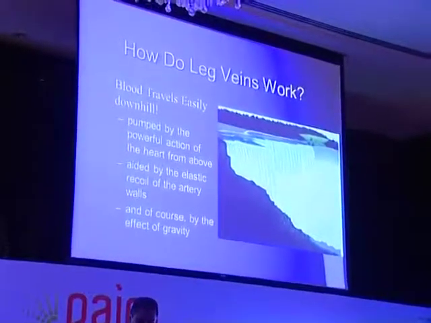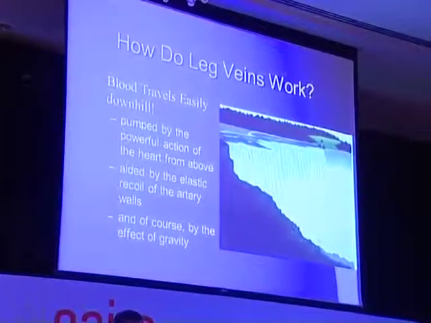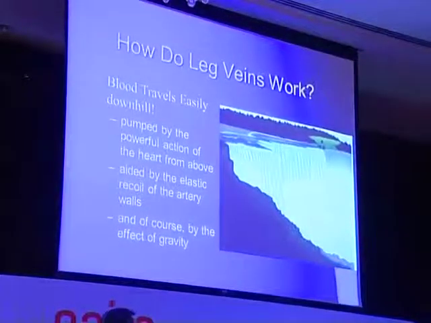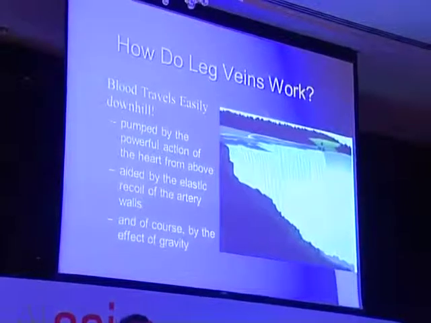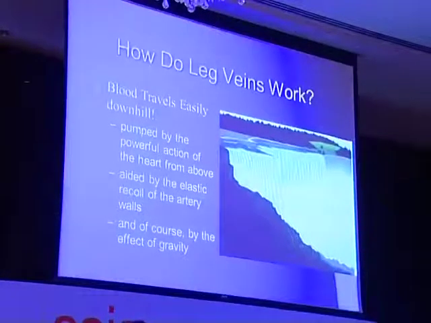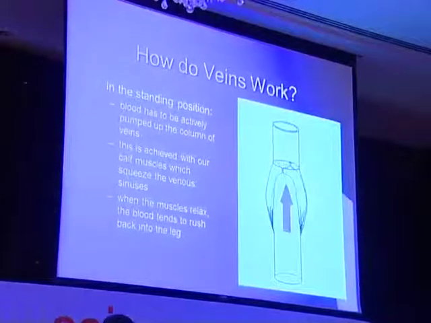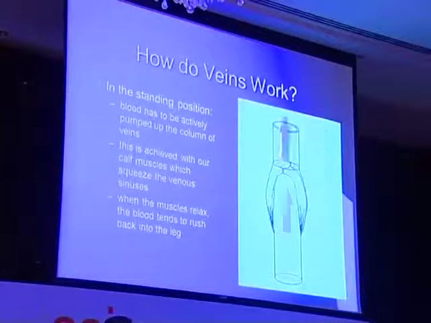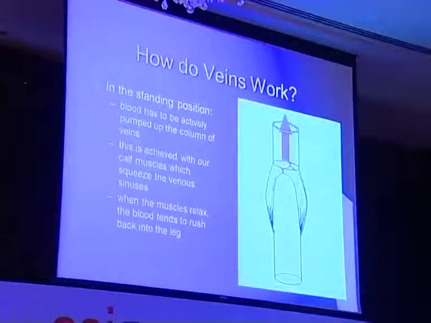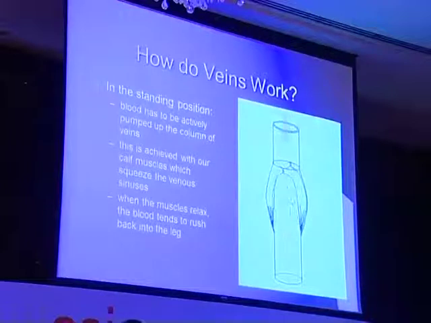Now, how do the leg veins work? In the arterial system, we don't need to ask. We have gravity, we have the heart, we have the elastic recoil of the arteries, which themselves actually are a pump. In the venous system, basically, the blood has to be pumped upward by the muscles of the leg, which are always working as we stand up, and of course by the unidirectional flow of the valves.